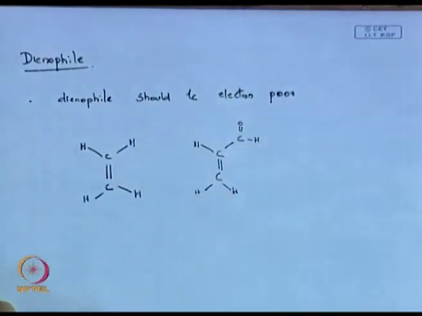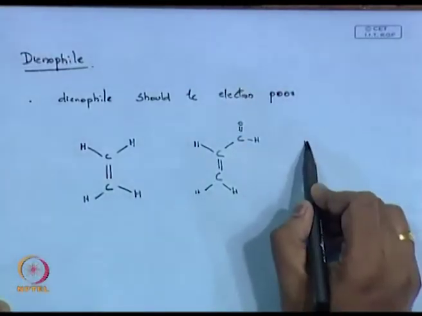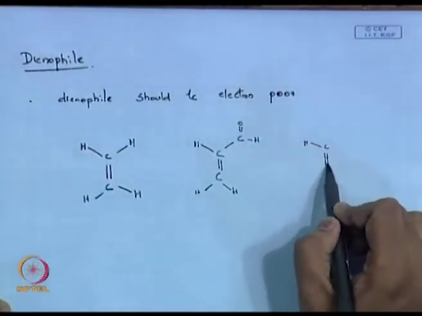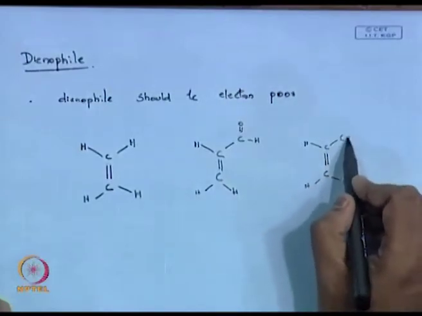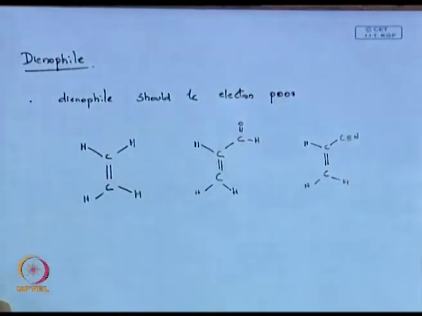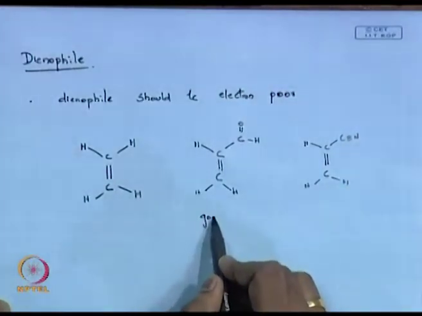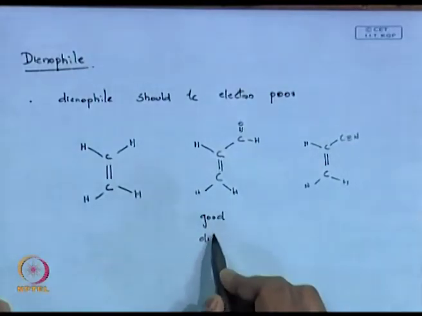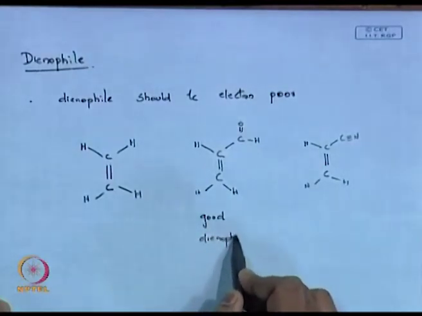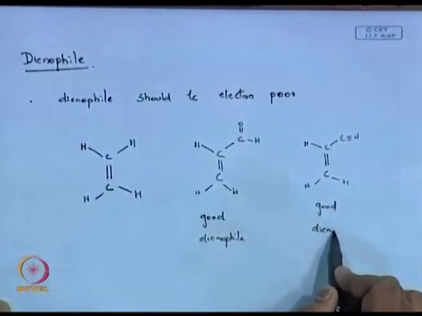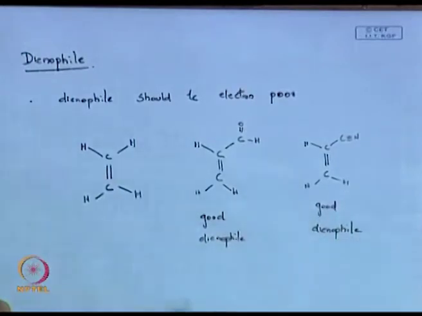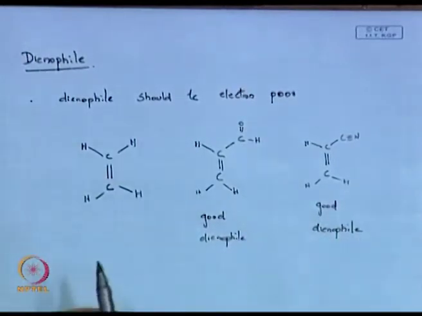And think about your electron withdrawing substituent. This is a very good dienophile. You can even think about this type of system, with a nitrile, acrylonitrile. This type of system is a very good dienophile. These are good dienophiles. Right. So, these are the important things about your diene and dienophile.